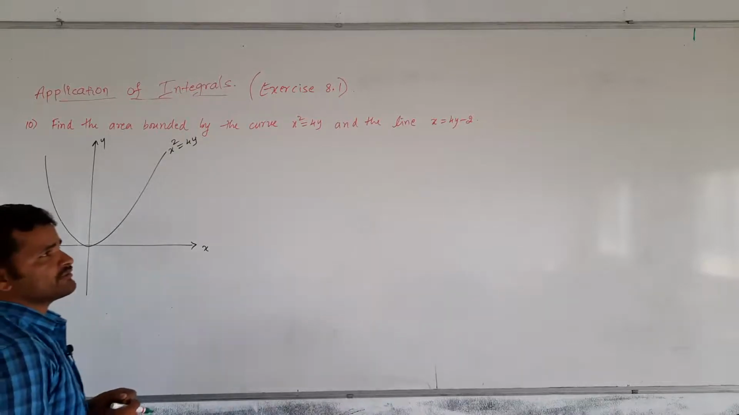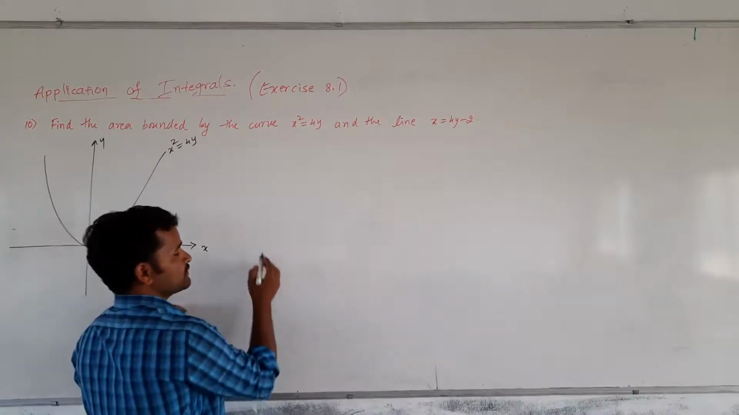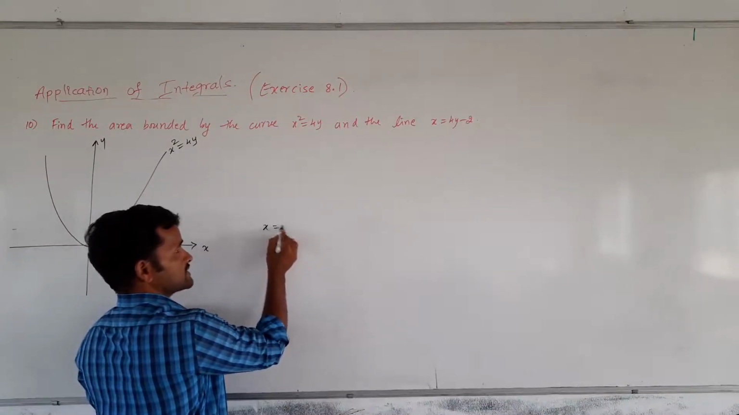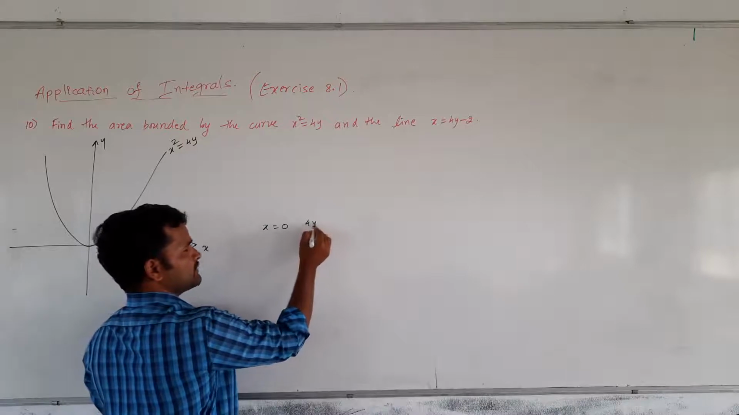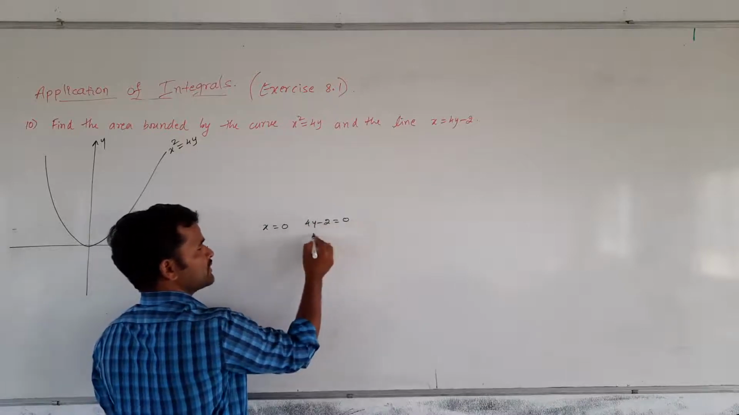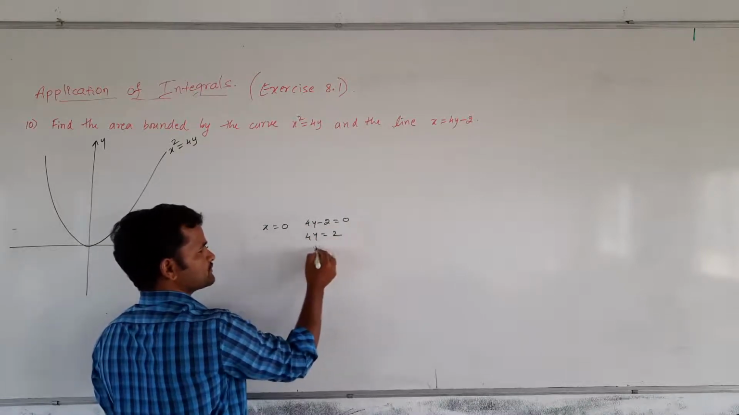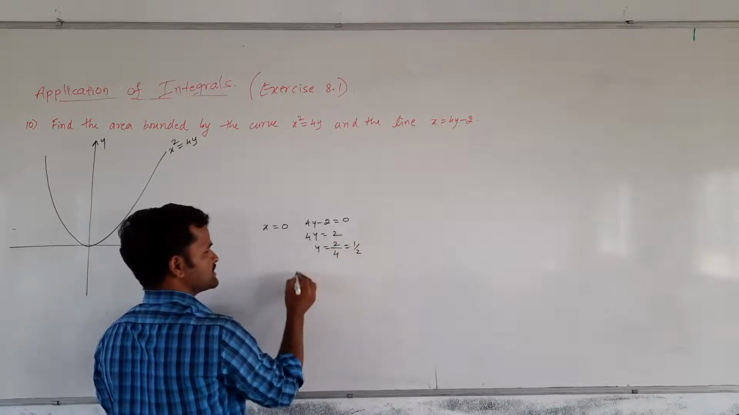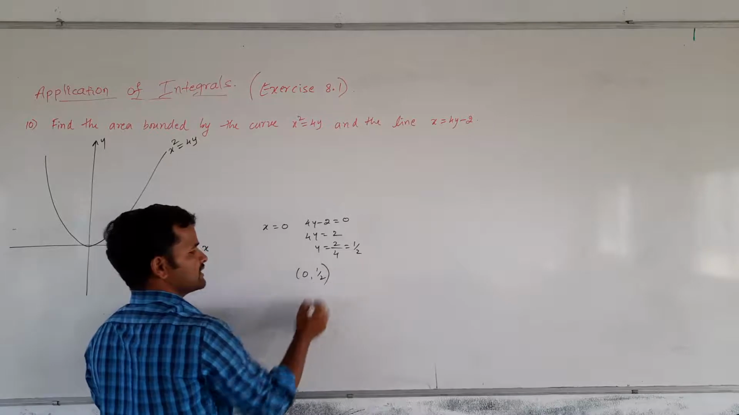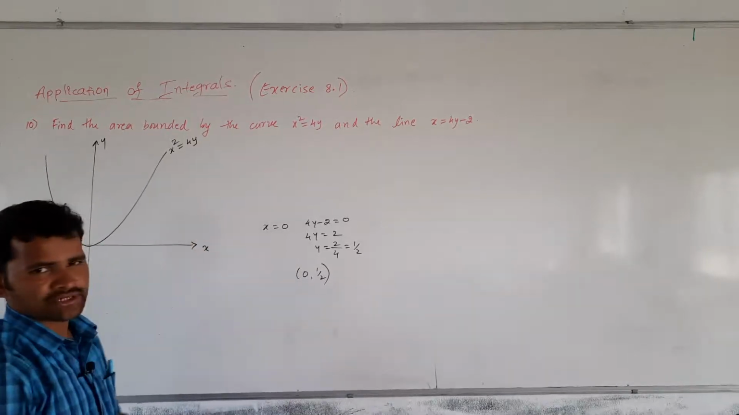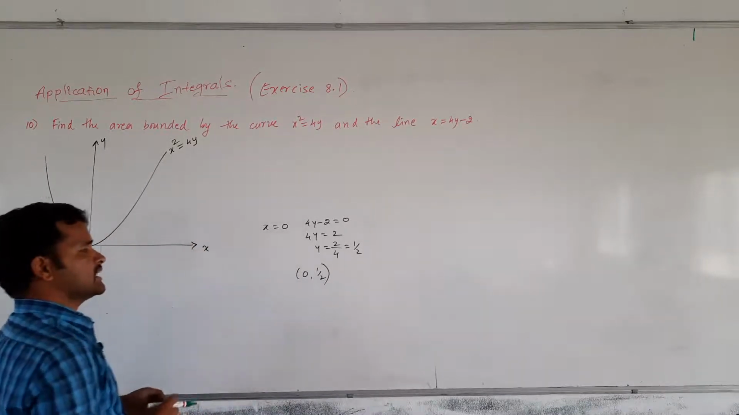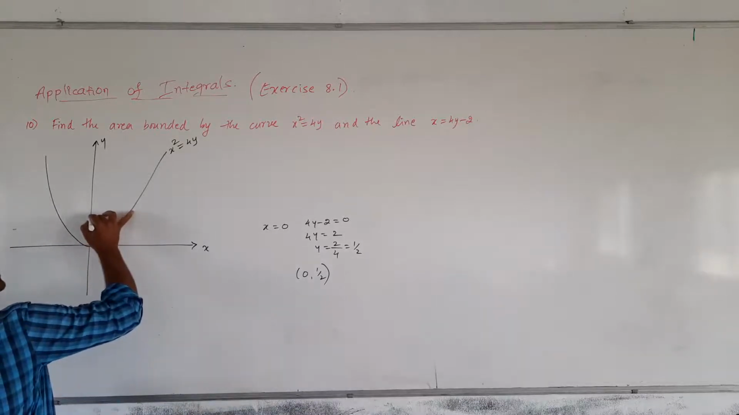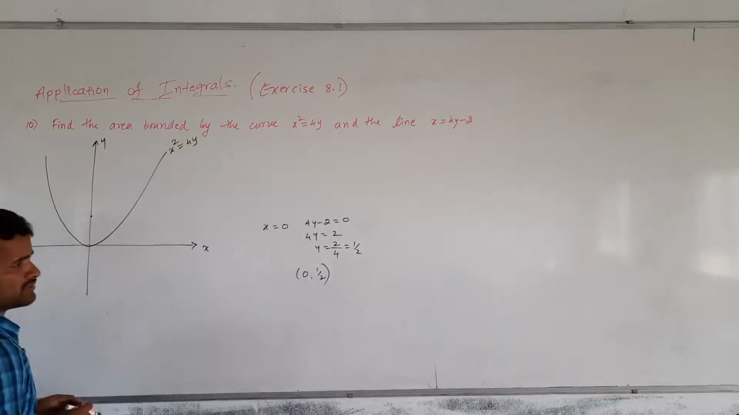To draw the graph of x is equal to 4y minus 2, what we do? Let us take x is equal to 0, that becomes 4y minus 2 equal to 0. 4y is equal to 2, y is equal to what? 2 by 4, means it is 1 by 2. This point is 0 comma 1 by 2. This is the rough work, no need to write. Where will be the 0 comma 1 by 2? It will be on the y-axis.